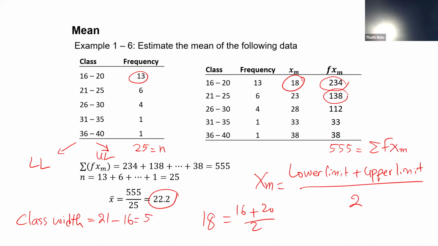So that is how we get the mean of group data. So we cannot use the formula equal, average, and select data.